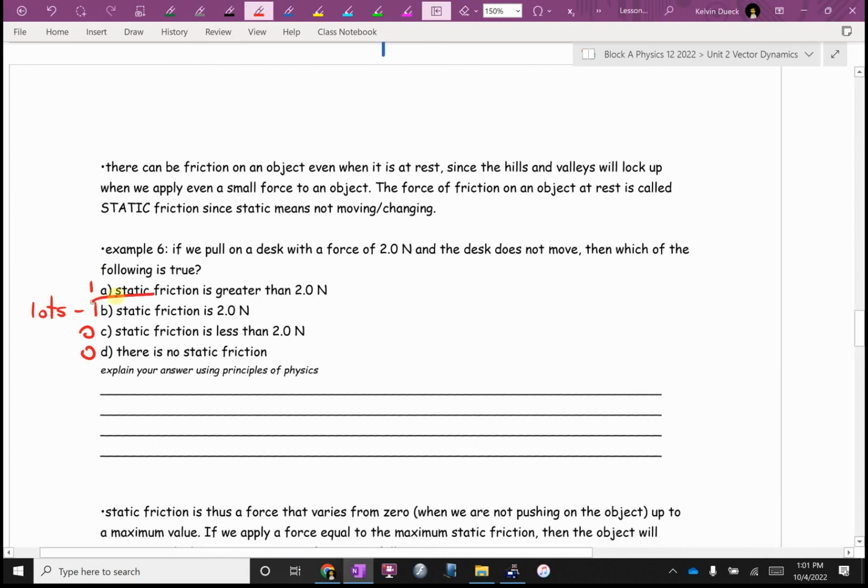Because the object was not, I'm looking for a word that starts with letter A. So if it's not accelerating, that means the forces must be, I'm looking for a word that starts with letter B. Okay? Which one of Newton's laws did I use in order to prove that? Which is the one that says if we're not accelerating, that means the forces must be balanced?